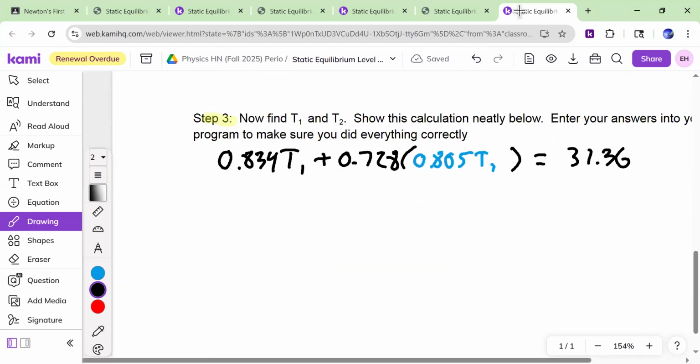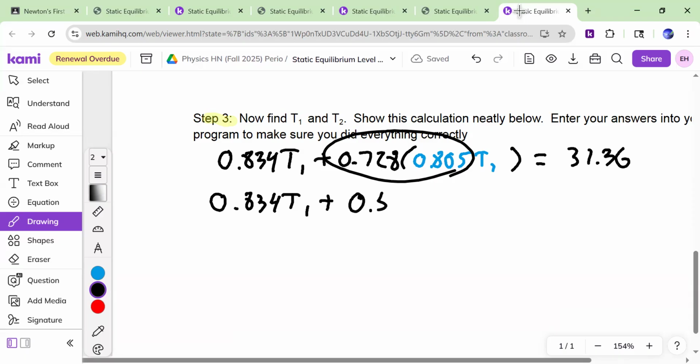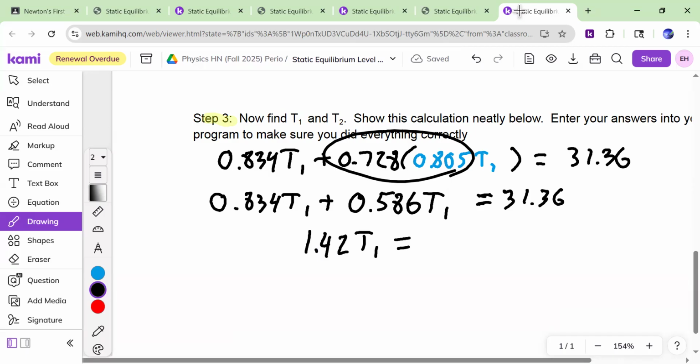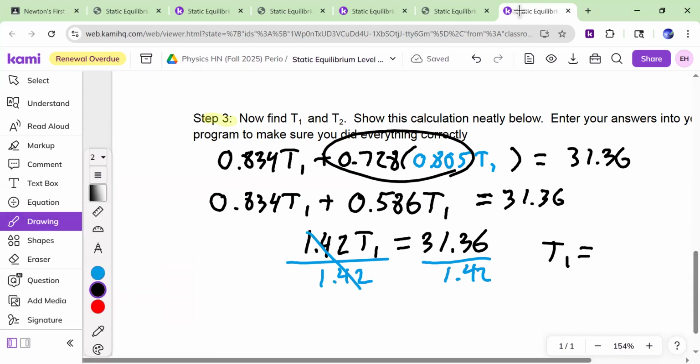Now we're almost there. Now we just have to multiply those two numbers. 0.728 times 0.805 in my case. So we have 0.834 T1 plus 0.586 T1 equals 31.36. You now have like terms, T1 and T1, so you can add them. 0.834 plus 0.586 is 1.42 times T1, and that equals 31.36. Now you can divide by that to solve for T1. So T1 in my case is 31.36 divided by 1.42. That would be 22.1 newtons.